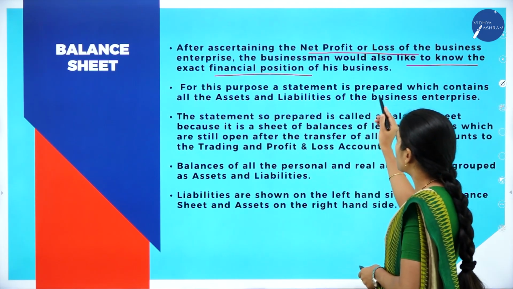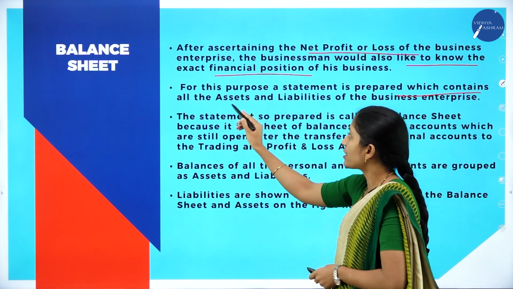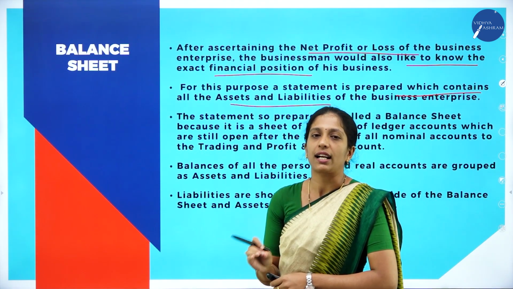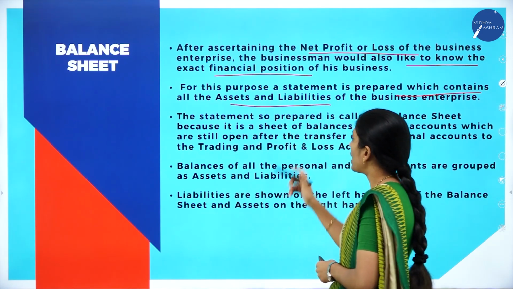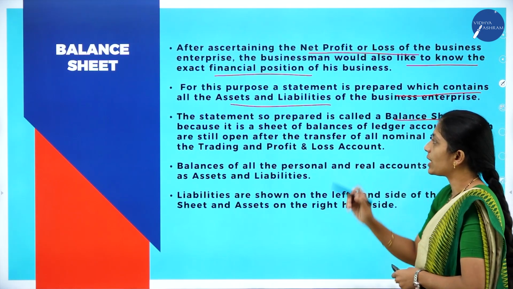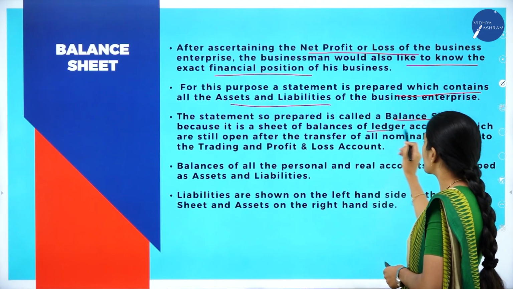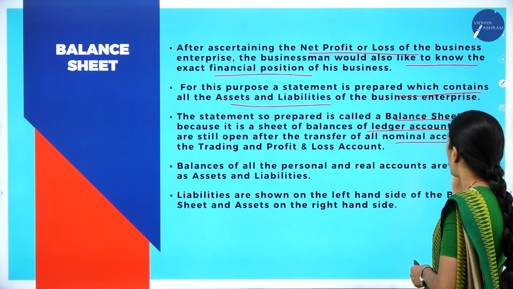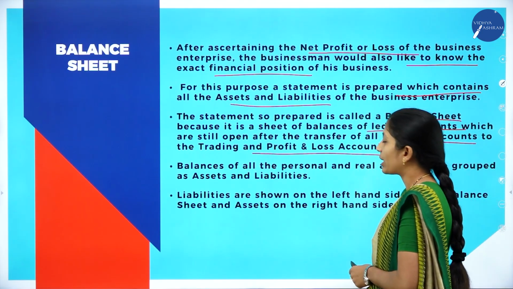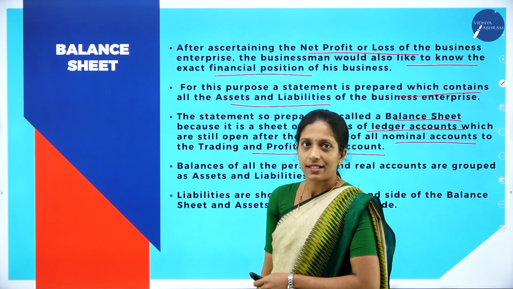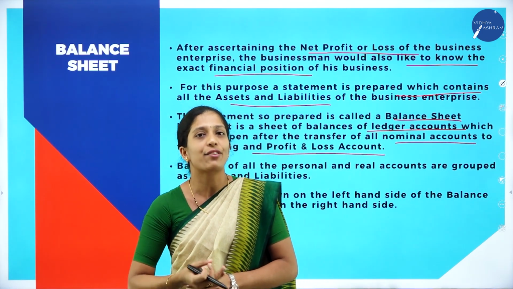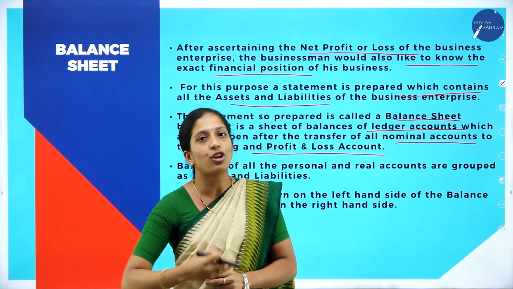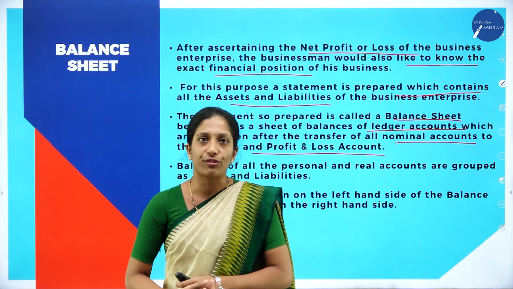For this purpose, a statement is prepared which contains all the assets and liabilities of the business. Remember, balance sheet is not an account, it is a statement. The statement so prepared is called a balance sheet because it is a statement of balances of ledger accounts which are still open after the transfer of all the nominal accounts to the trading and profit and loss account. So why is it called a balance sheet? Because we are balancing the ledger account balances after taking into consideration all the nominal expenses in your trading profit and loss account.